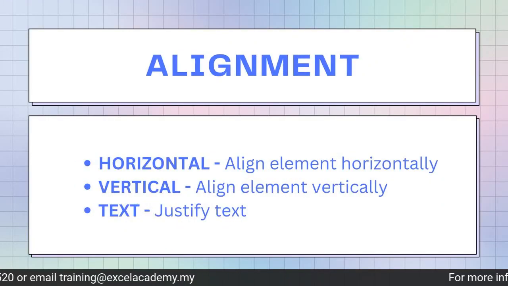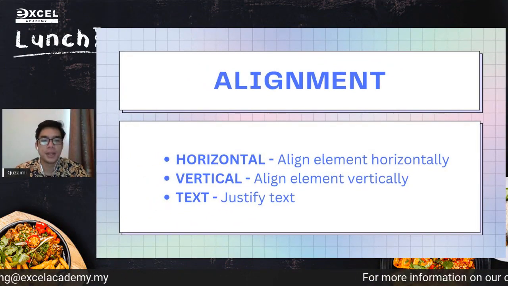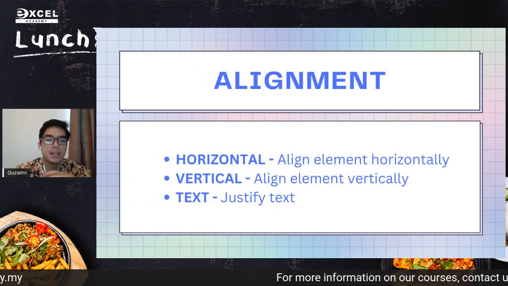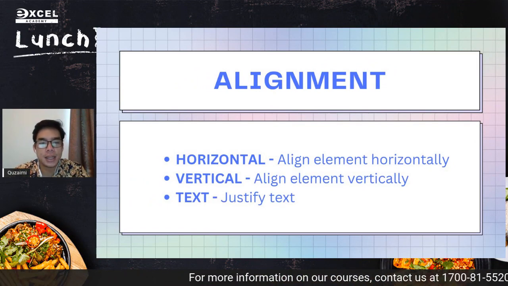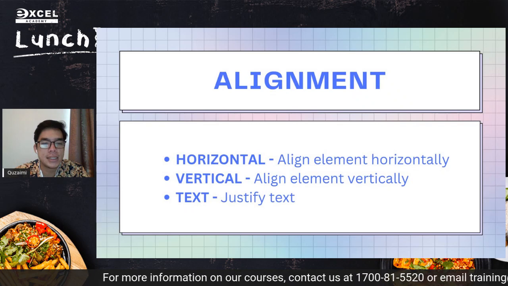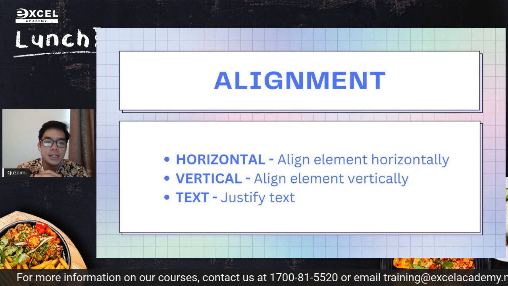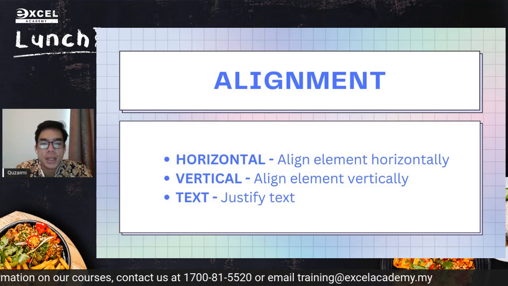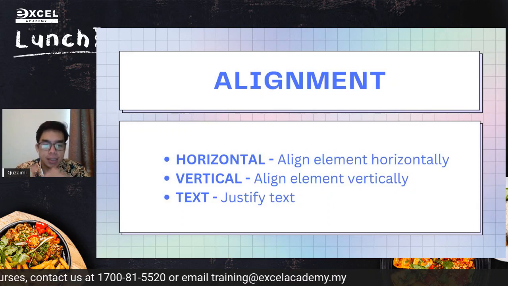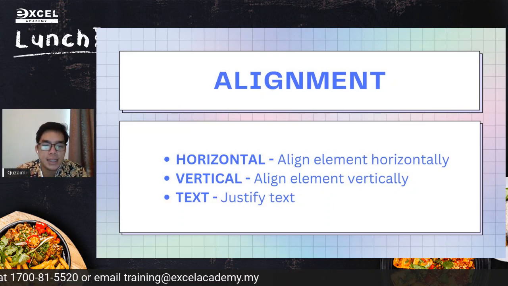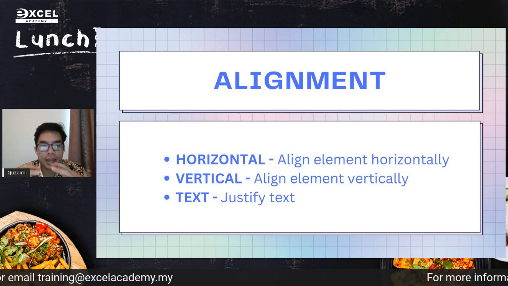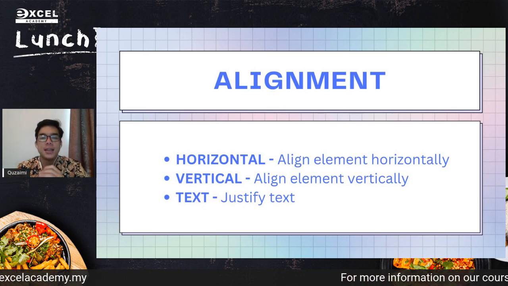Okay, so for the next principle, kita ada alignment. Okay, so untuk alignment ni, dia ada 3 alignment yang kita nak highlight dekat sini. Pertama ialah secara horizontal, secara mendatar. Okay, so kedua ialah vertical, secara menegak, dan akhir sekali ialah justify. So dalam teks ni, kita ada justify teks.